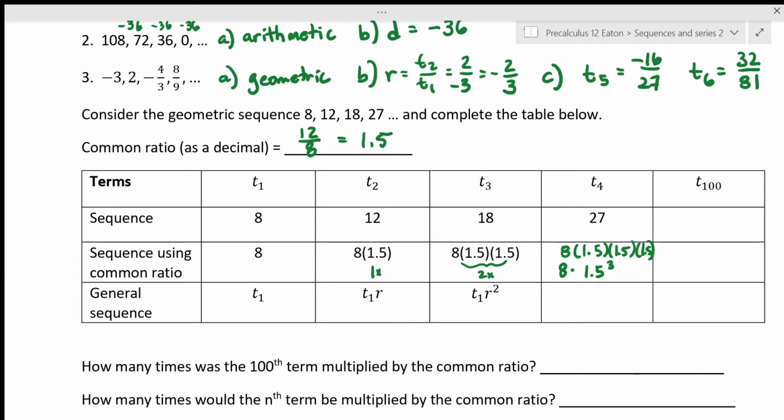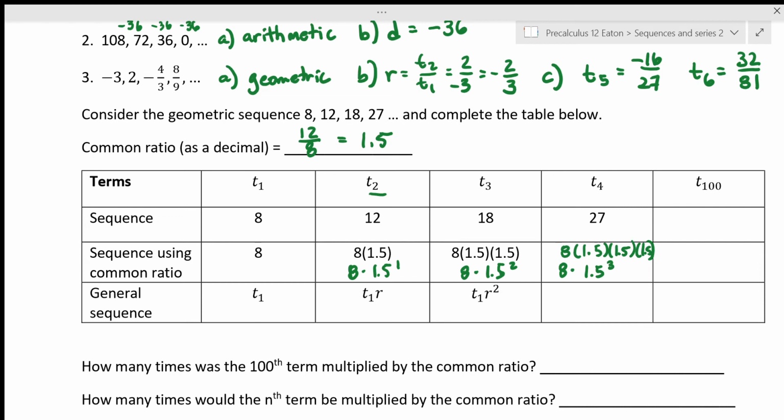And I could actually similarly go back and write here, this is 8 times 1.5 to the power of 2, and this is 8 times 1.5 to the power of 1, although it's a little silly to write the 1. But the reason I'm doing that is so then I can go back and look at how the term number relates to my exponent. So I have 2, 1, 3, 2, 4, 3. So I notice the exponent of my common ratio is 1 less than my term number. And I'm always multiplying by that first term to start off with.